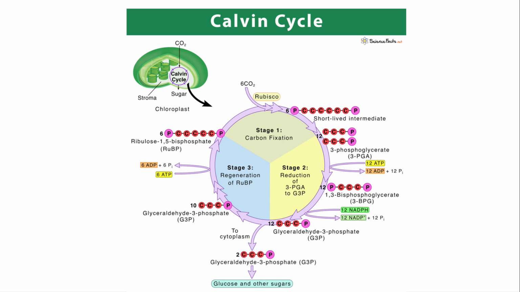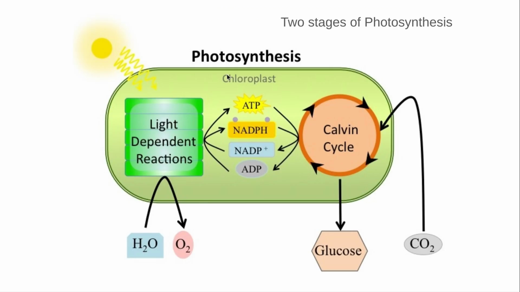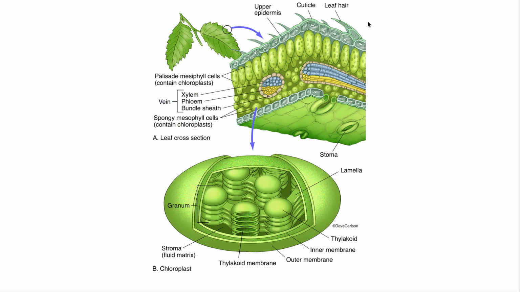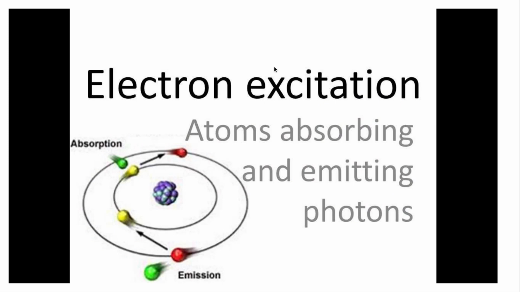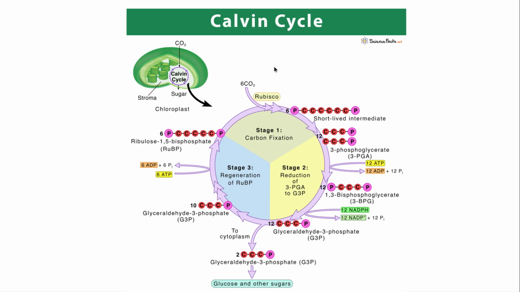So the starting point of this is a 5-carbon molecule called ribulose 1,5-bisphosphate, also called RuBP. This 5-carbon molecule joins with carbon dioxide. And where does that carbon dioxide come from? Carbon dioxide comes from the air because it enters through the stoma and into the cell and into the chloroplast. So all of this reaction is happening in the stroma of the chloroplast.